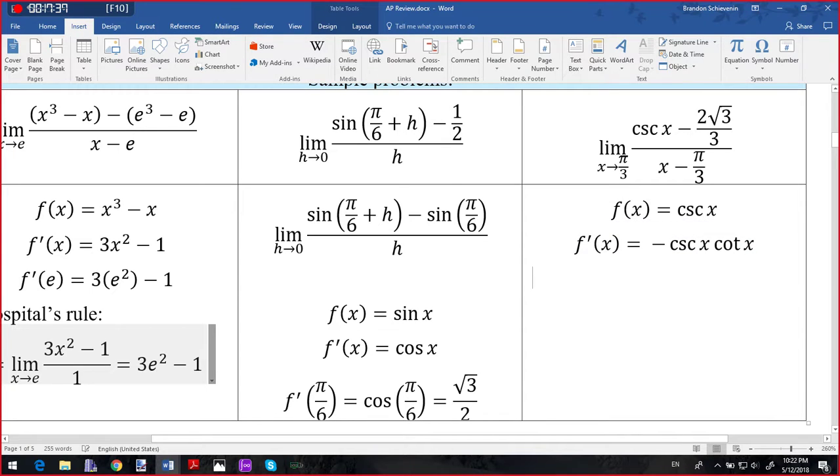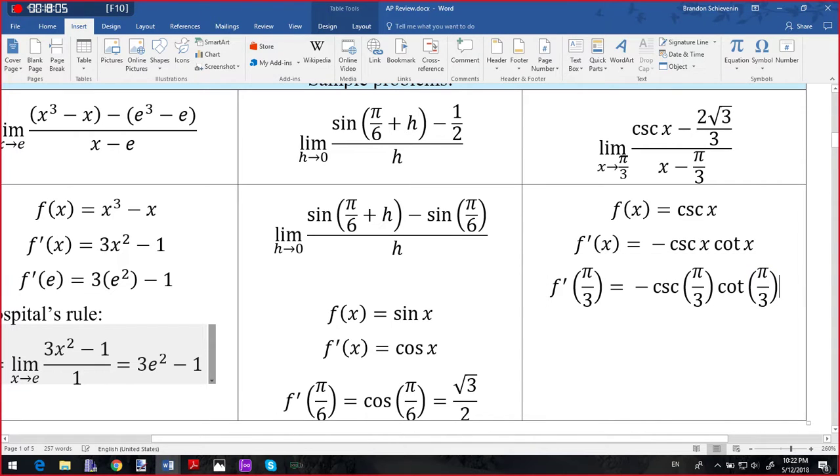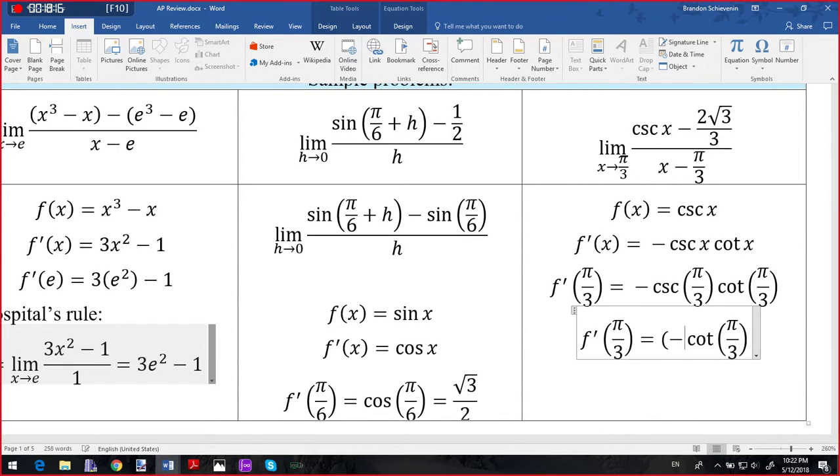So then our last step, that means this is the limit definition of a derivative, so we can use the derivative. So I just need to plug in pi thirds into my derivative to get my answer. So this is negative cosecant of pi thirds times cotangent at pi thirds. What is the cosecant at pi thirds? 2 root 3 over 3. Okay, so it's positive, but we got that negative on the outside. So I think you combine those, right? So this is altogether negative 2 root 3 over 3.